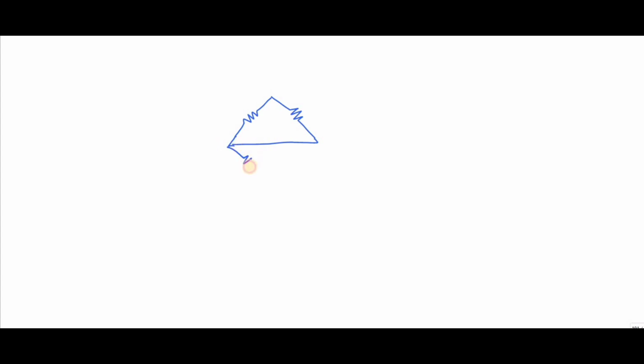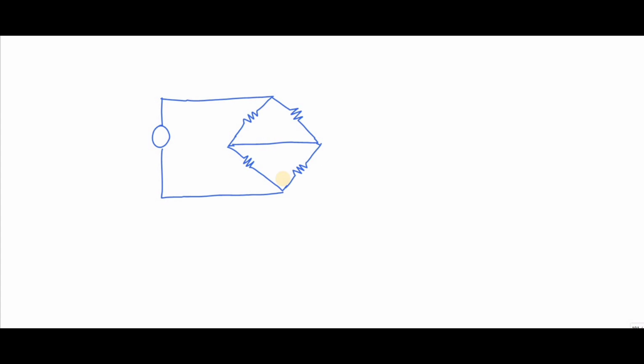So this is the structure of the circuit, and these four resistors are connected to a voltage source. Let me now discuss the values of each resistor.